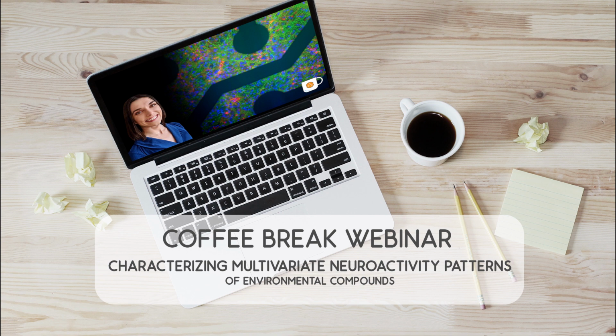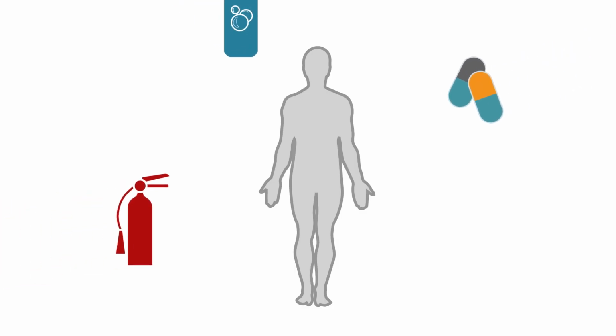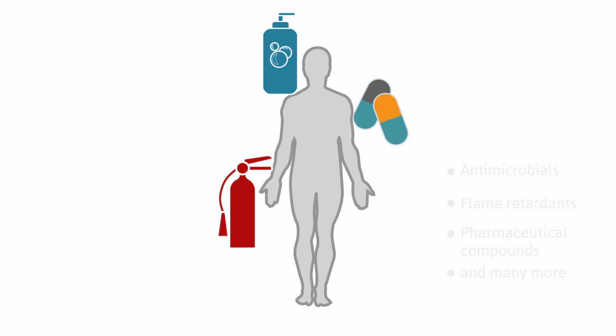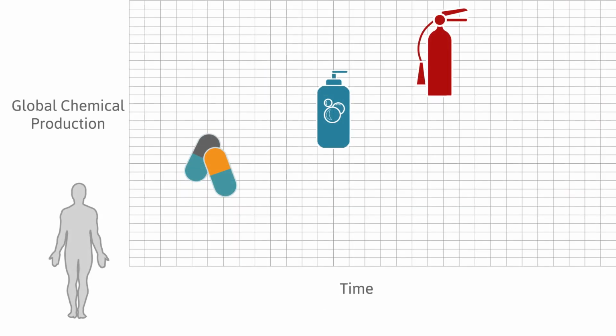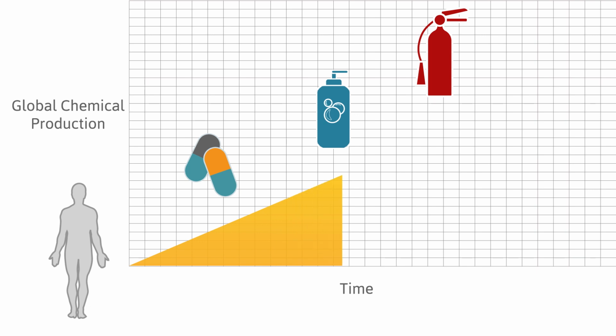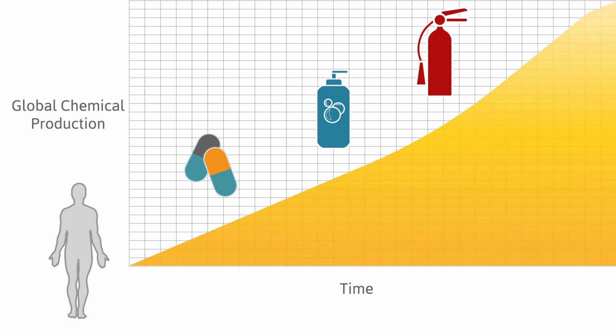Today's topic is Characterizing Multivariate Neuroactivity Patterns of Environmental Compounds. In our daily lives, we are continually exposed to man-made chemicals, including pharmaceutical compounds, antimicrobials, flame retardants, food additives, and pesticides. With the number of chemicals on the market and volume of chemicals being produced both increasing year on year, there is a growing need to understand the potential toxicities associated with these manufactured compounds.